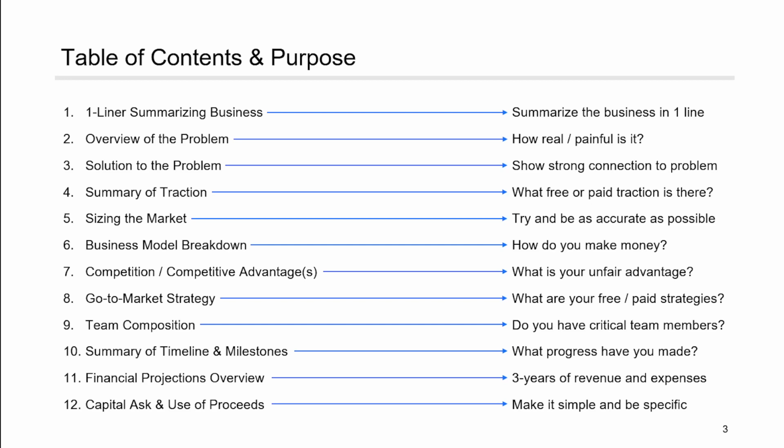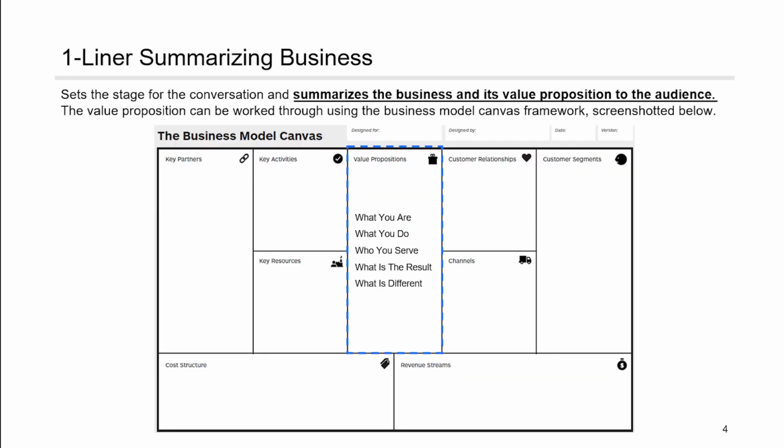So you can give this a review and see. Here's kind of the brunt of what we're going to be covering, but now let's dive right in. So first up, we have a one-liner summarizing the business. Your one-liner summarizing the business can best be framed as your value proposition.